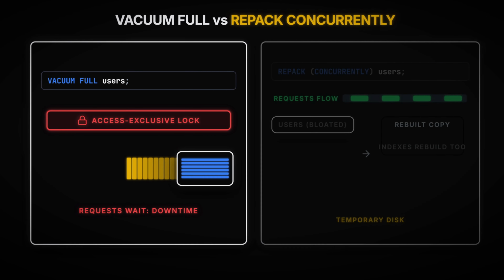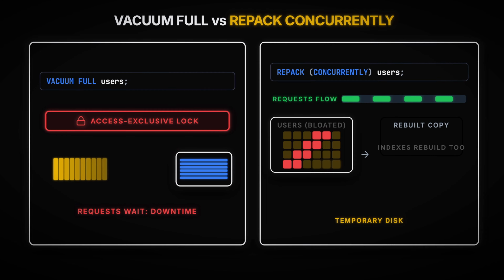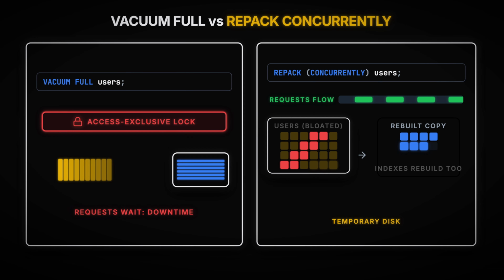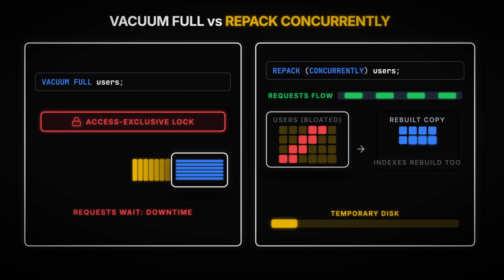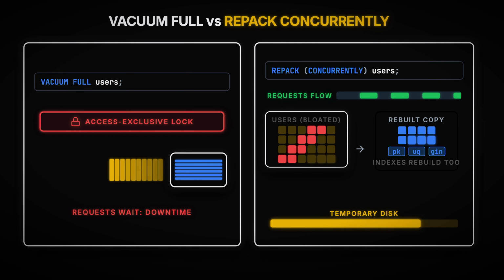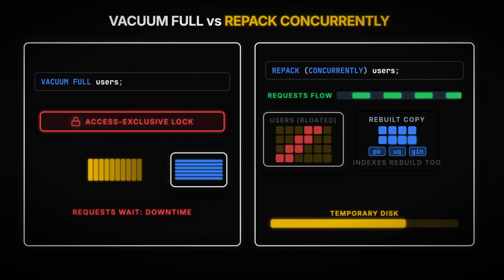PostgreSQL 19 introduces a unified REPACK command with a CONCURRENTLY option. This allows a table to be rebuilt without holding that exclusive lock for the entire operation. You still need enough temporary disk capacity to create the rebuilt table and its indexes. But reclaiming space from bloated production tables becomes much more practical.